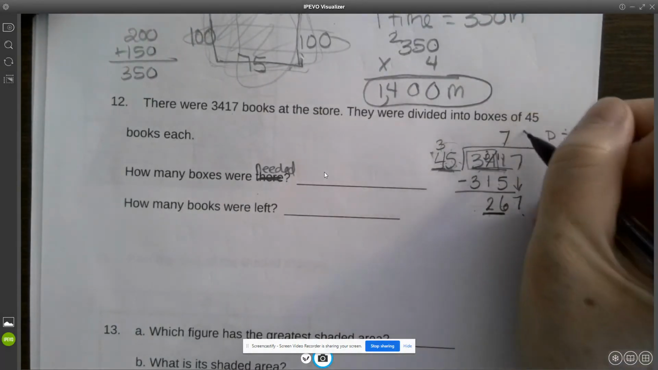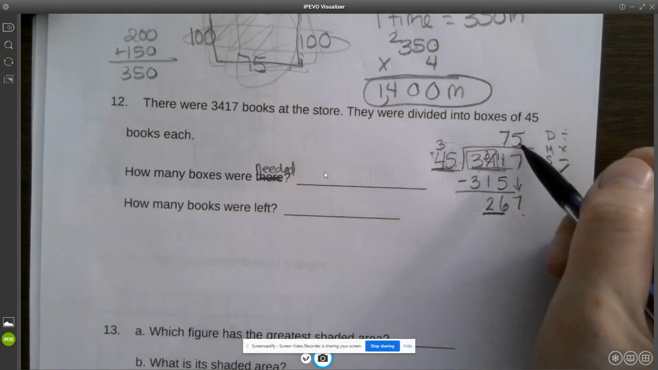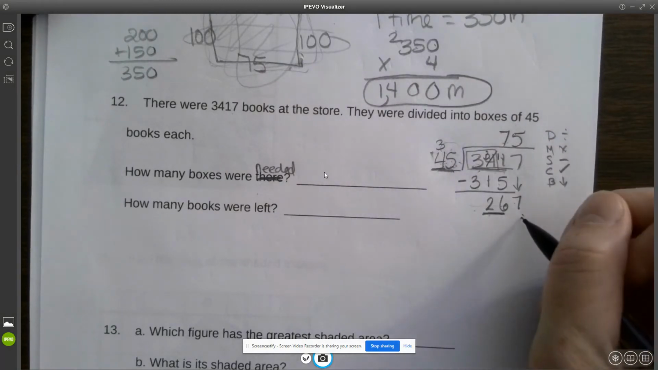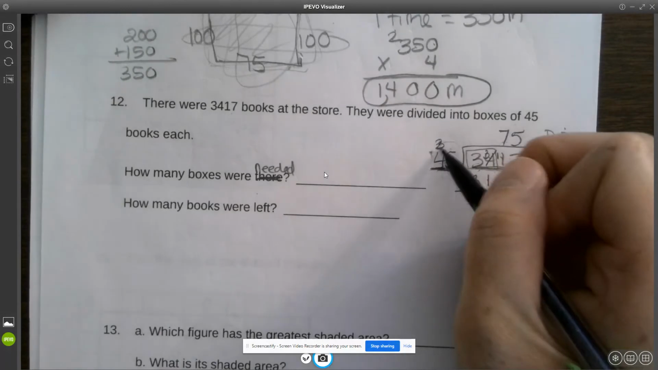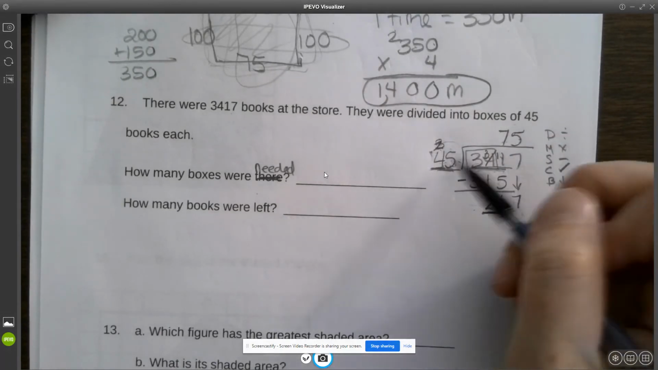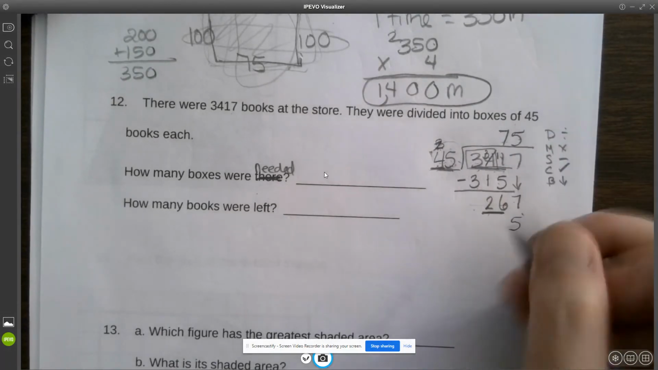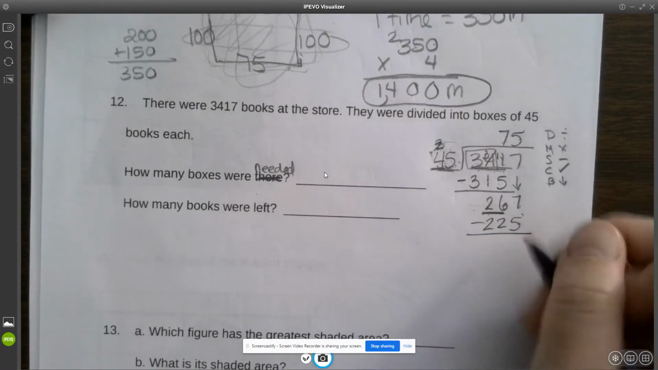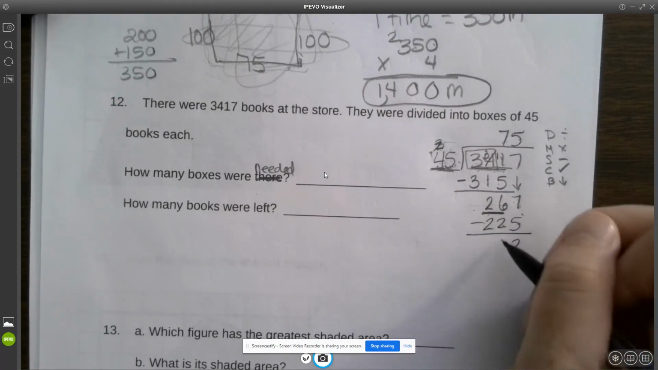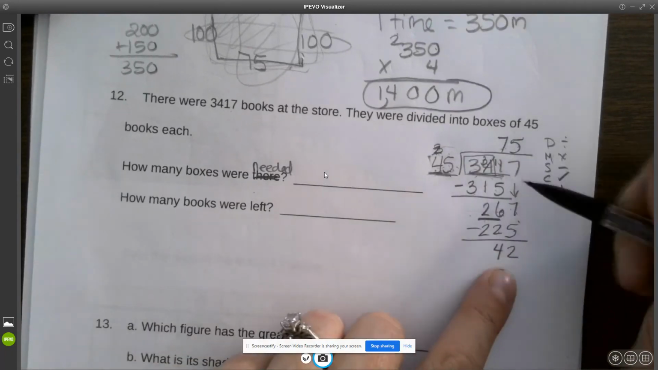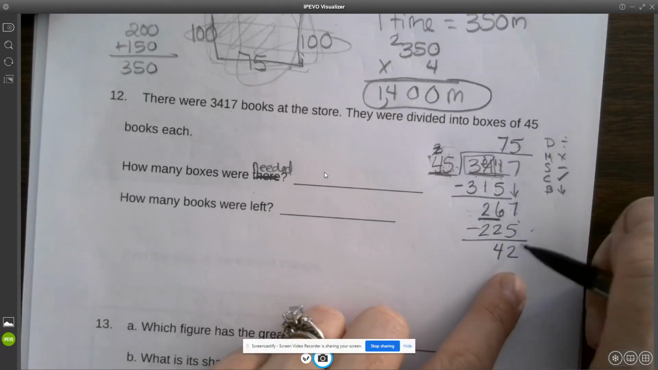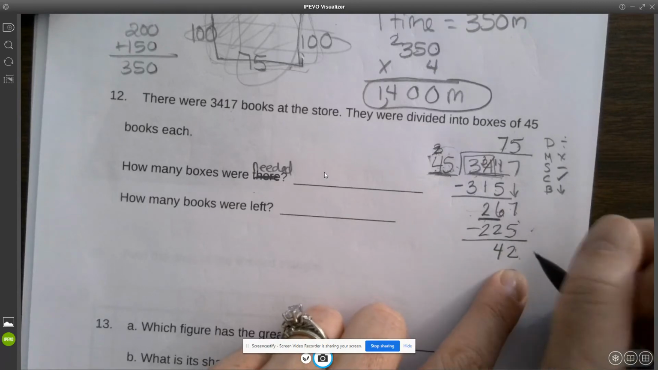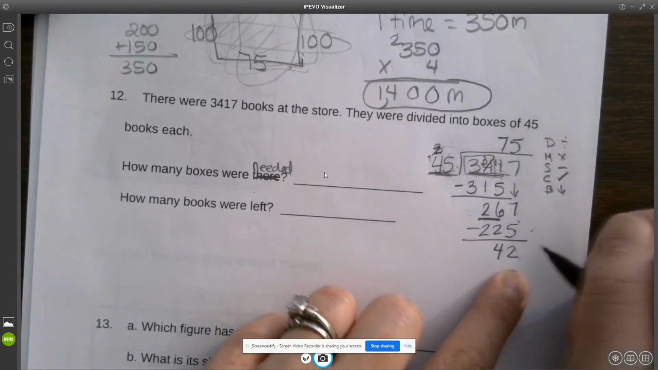I'll try 5. So 5 times 5 is 25. I put the 5, carry the 2. 5 times 4 is 20, plus 2 is 22. Is it going to be too much? 7 take away 5 is 2. 6 take away 2 is, I just made it. So it's 42. And there's nothing more to bring down. So this is my remainder. I have 42 books left over.